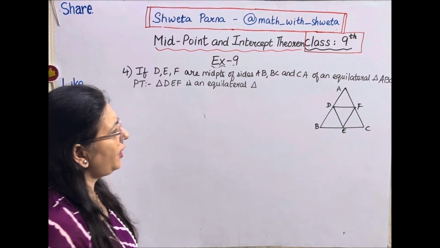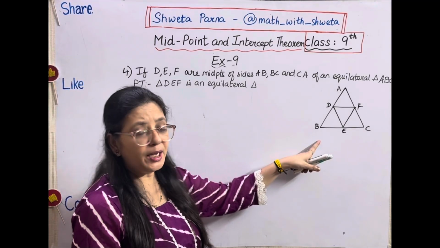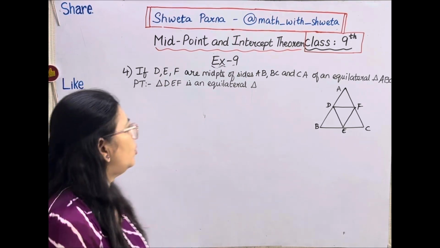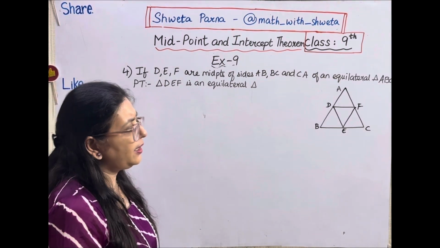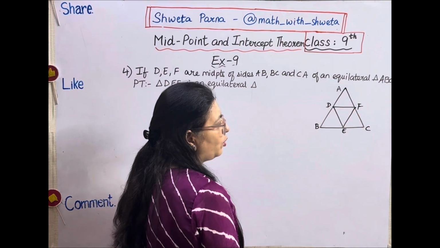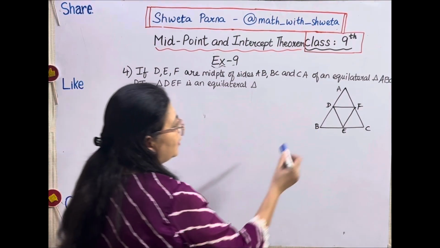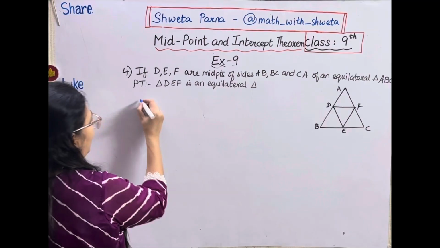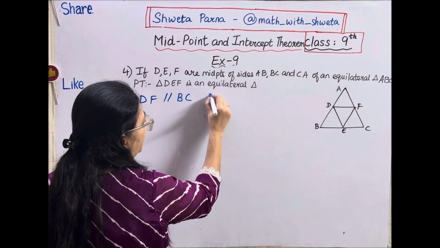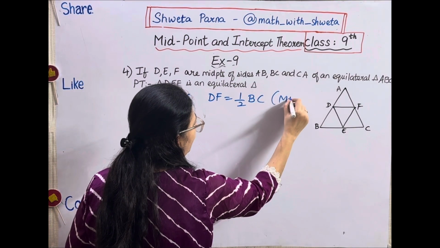If point D, E, F are the midpoints of the sides which is given to you, and triangle ABC is an equilateral triangle. What is an equilateral triangle? All sides are equal. You have to prove that DEF is also an equilateral triangle. Now these are the midpoints given to you, and triangle ABC is an equilateral triangle. So since D and F are the midpoints, that means DF will be parallel to BC and DF would be half of BC. What is the reason? Midpoint theorem.